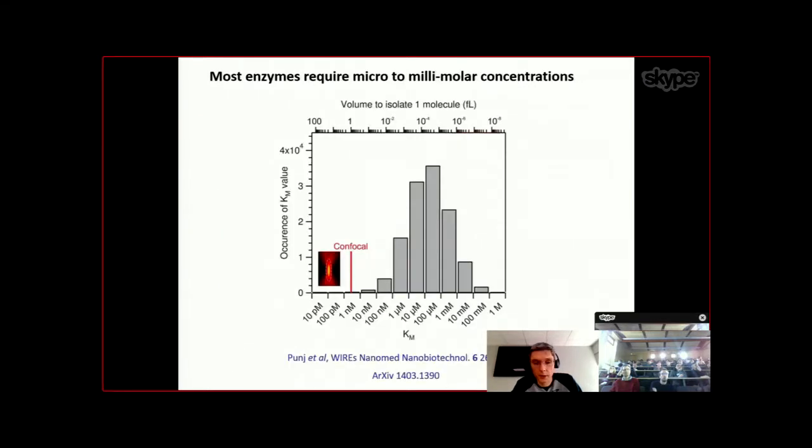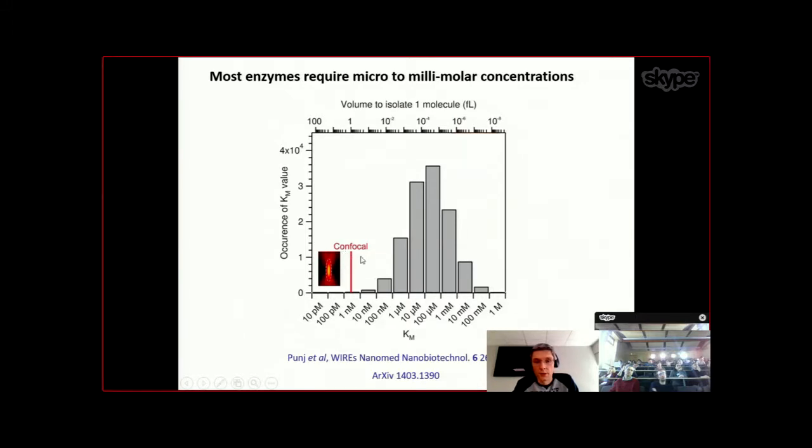And this is an example. I took more than 100,000 different enzymes from the Internet BRENDA database. This is the histogram of the different enzymes, and it tells you that most enzymes require concentrations on the order of 10 to hundreds of micromolar. All right? But this is what you can probe with confocal: nanomolar or even less.